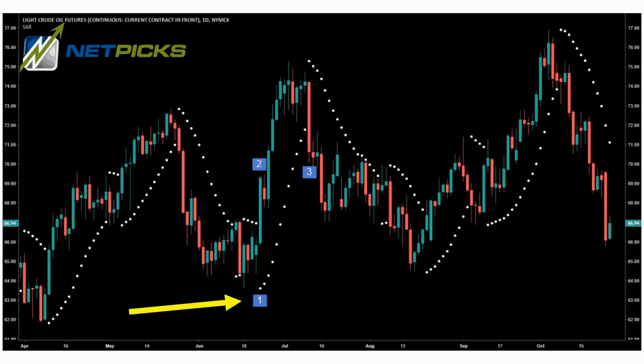Number one, the Parabolic SAR has flipped to under the candlesticks on this chart. Now it's in bullish mode, and that signals an exit from any short position and a buy signal. Number two, this is the candlestick that flipped the indicator to the bottom, and this would be your trade entry candlestick. Number three, this candlestick has signaled an exit from your long position, and a sell signal has been triggered. Now we're in bearish mode.